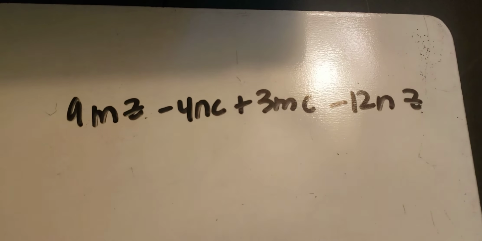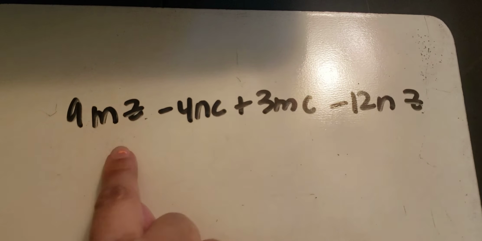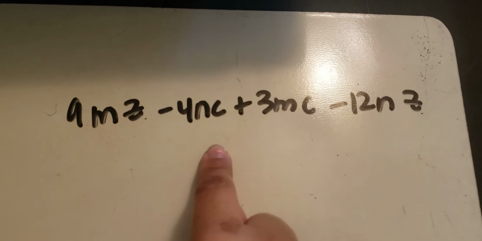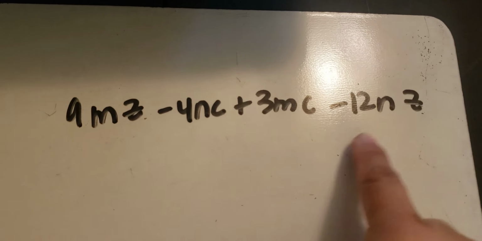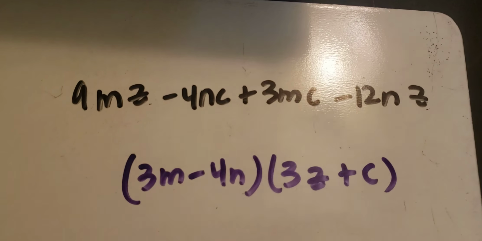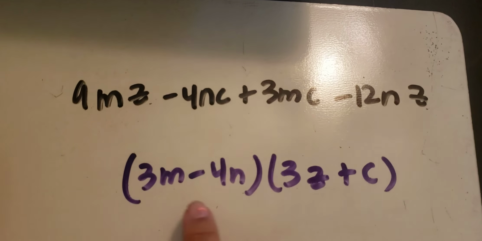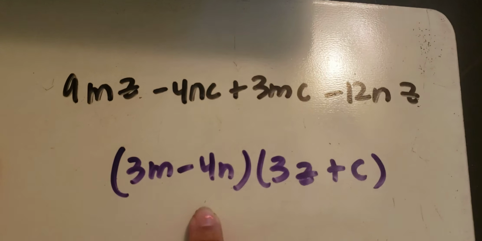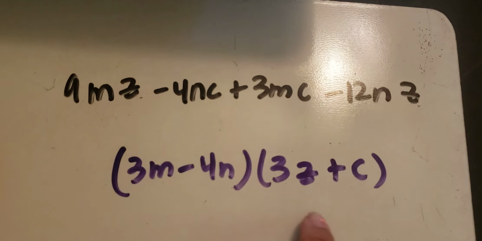Okay, so the last one that I'm going to give you to try is 9mz minus 4nc plus 3mc minus 12nz. Okay? Pause the video, try it on your own, and then come back for the solution. Okay, so for this one, you should have gotten 3m minus 4n times 3z plus c.